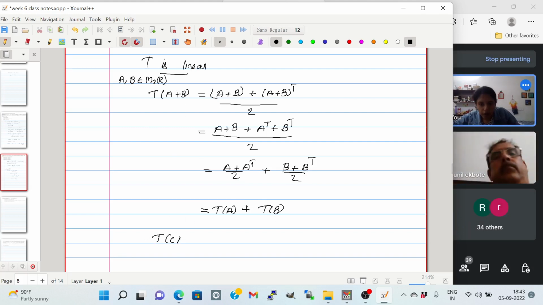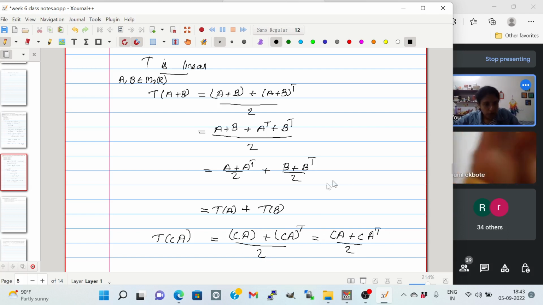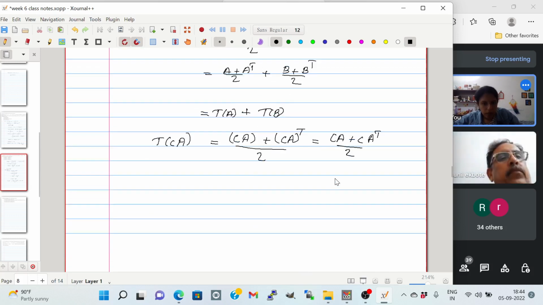Now, in the same way, I am checking for a scalar. T of cA, where cA is a matrix, meaning each entry of A is multiplied by c. So T of cA equals (cA plus (cA) transpose) by 2. This is our definition. (cA) transpose we can write as c times A transpose. So this equals c times (A plus A transpose) by 2, which is c times T of A. So both conditions of a linear transformation are satisfied. So T is linear.